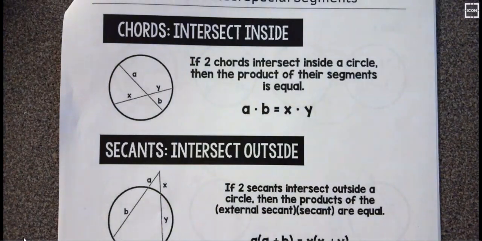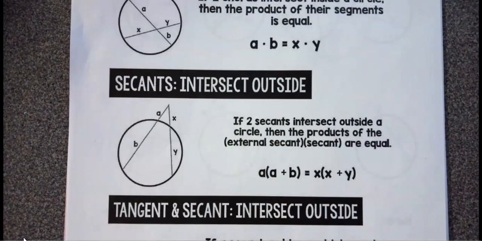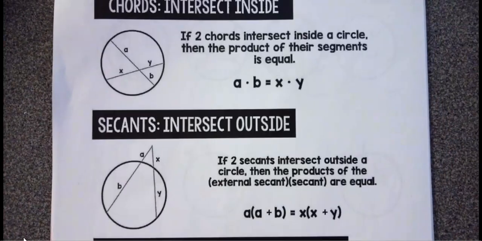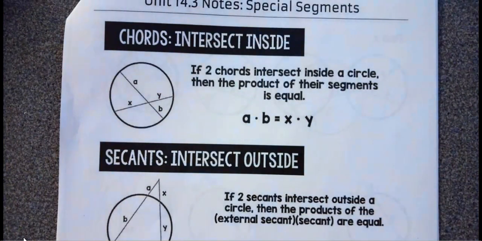Okay, so some of the words we talked about a few days ago: chords, secants, and tangents. We're going to be talking about those three things today. This is called special segments, but it's basically you have chords, secants, and tangents in the circle, and how do they interact? It's kind of interesting. It's kind of crazy how this works.